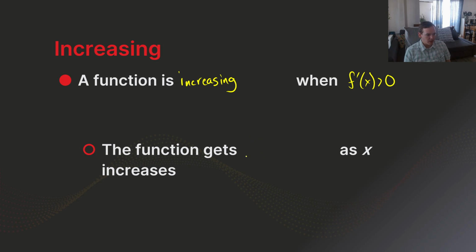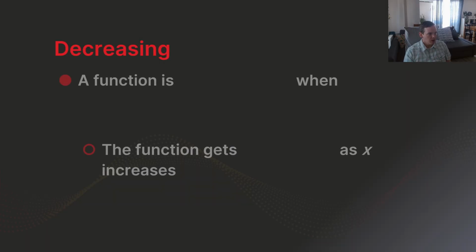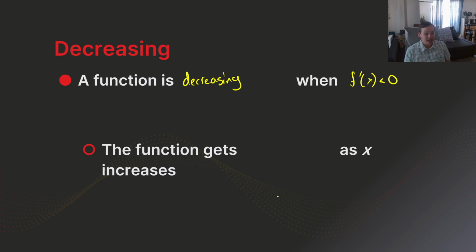This means that the function gets larger as x increases. So this means that basically the output of the function gets bigger as x gets bigger, and vice versa. For decreasing, that's going to be all of the opposite. So a function is decreasing when f prime of x is less than 0. So when you have a negative value for the derivative, this means that the value of the function gets smaller as x increases.